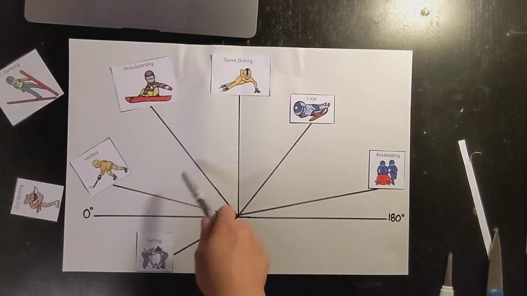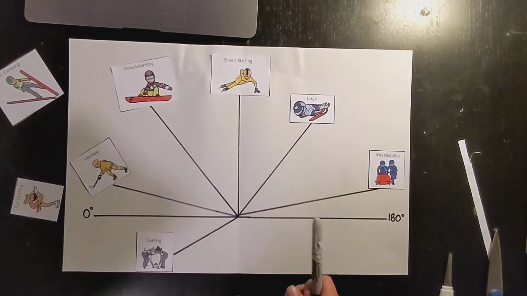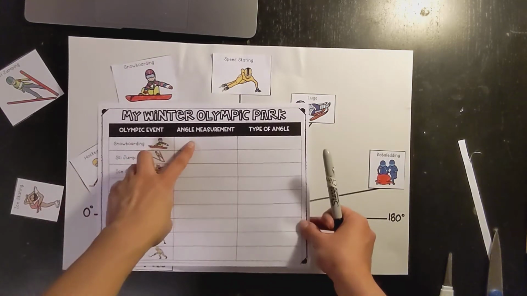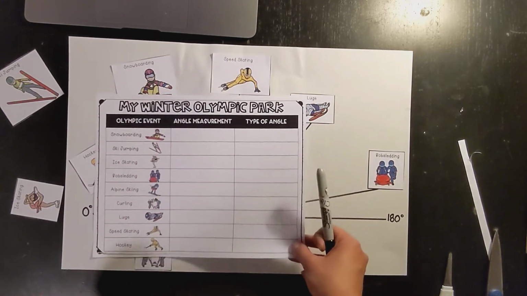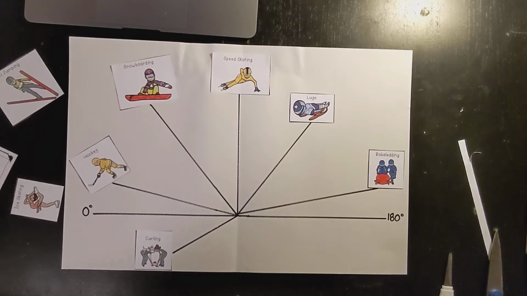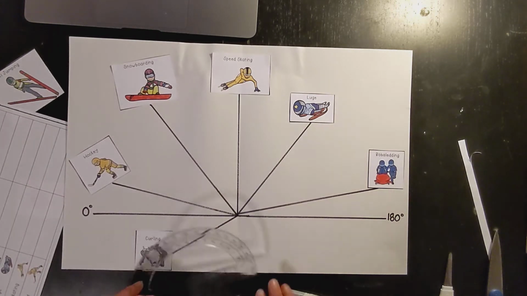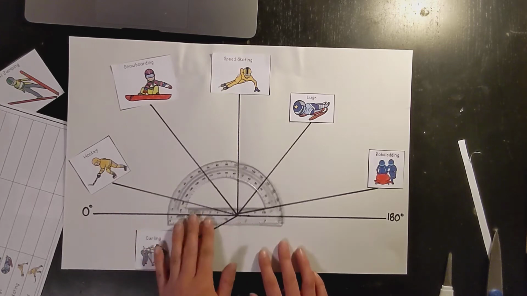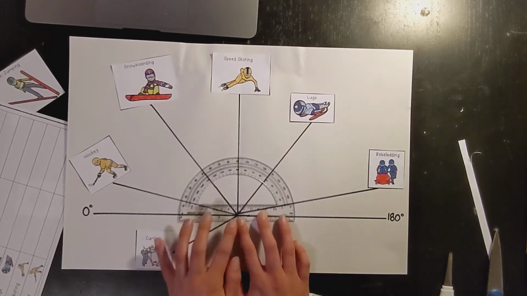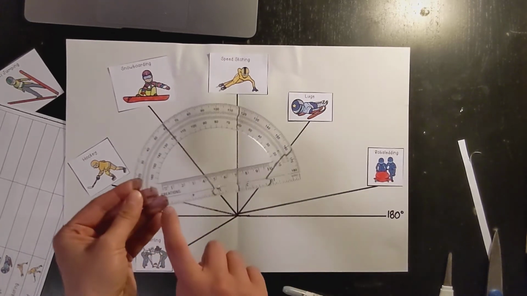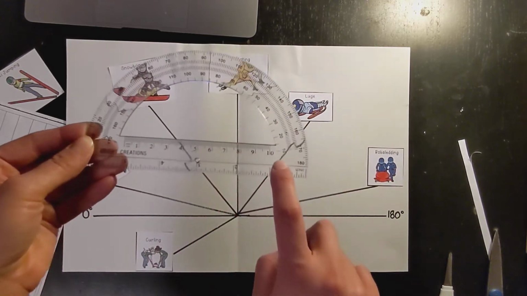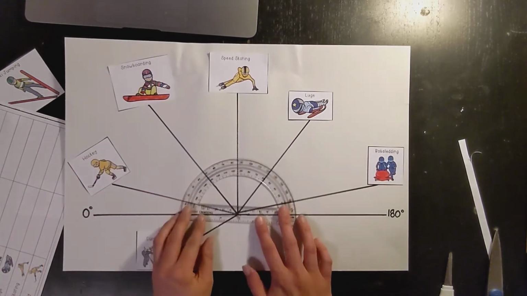Next step is to measure each event. What angle is it from the road? And then I'm going to record it here and then just say what type of angle it is, acute, right, obtuse. So I'm going to go ahead and measure a couple here. And so let's do the hockey one. So I'll put my circle middle at the vertex. I'm lining up this part of the protractor with the straight line.